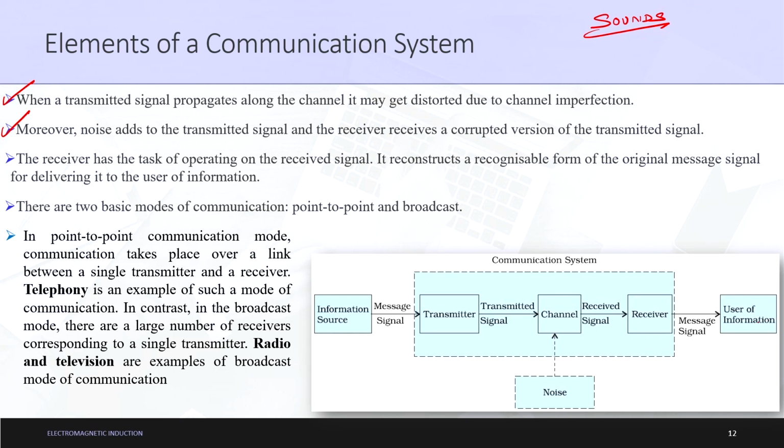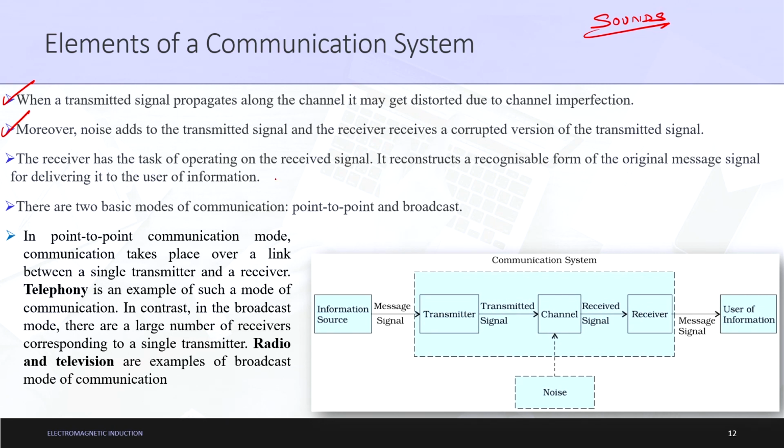So, now the receiver has to work with only that bit of information which was received by it. It can be distorted, partially distorted, or completely distorted. Everything has to be worked out using that bit of information only. So, the receiver has the task of operating on the received signal. It reconstructs a recognizable form of the original message signal for delivering it to the user of information.